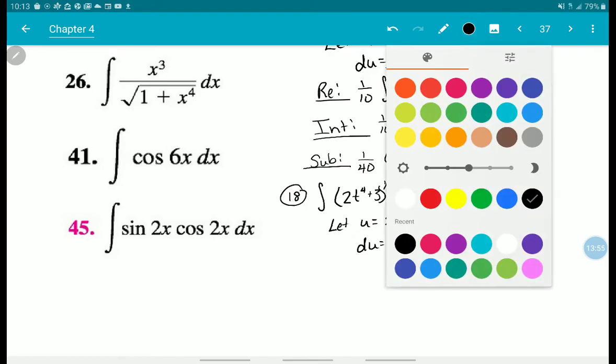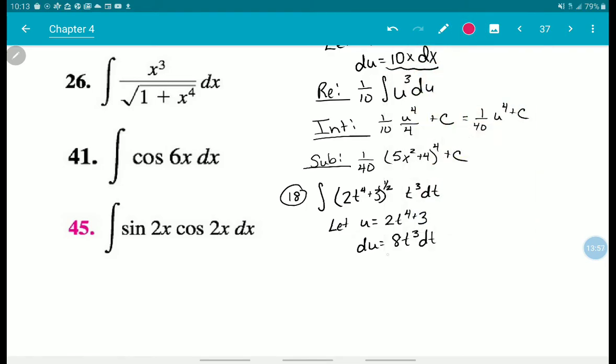What are we missing here? In this case, we are missing the 8. We can put it in as long as we multiply by 1/8. Compensate for what you put in. And I like to do that on the outside. That way it's already in the right place. So we can do a rewrite. So this is 1/8 integral of u to the 1/2 du. All of that 8t cubed dt is du.